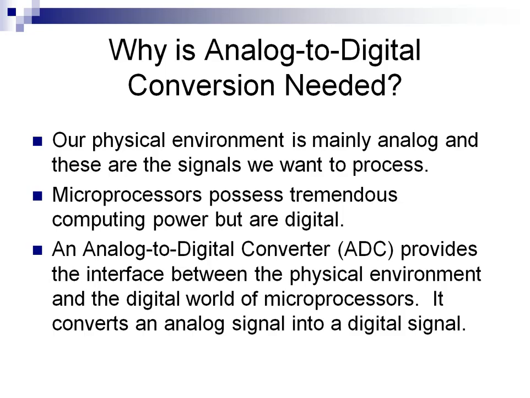We need analog to digital conversion mainly because our physical environment is analog, and these are the signals that we want to process. Microprocessors, on the other hand, are digital. So therefore, we need something, a bridge, to interface between those two worlds. And an analog to digital converter provides that interface. It converts an analog signal into a digital signal.